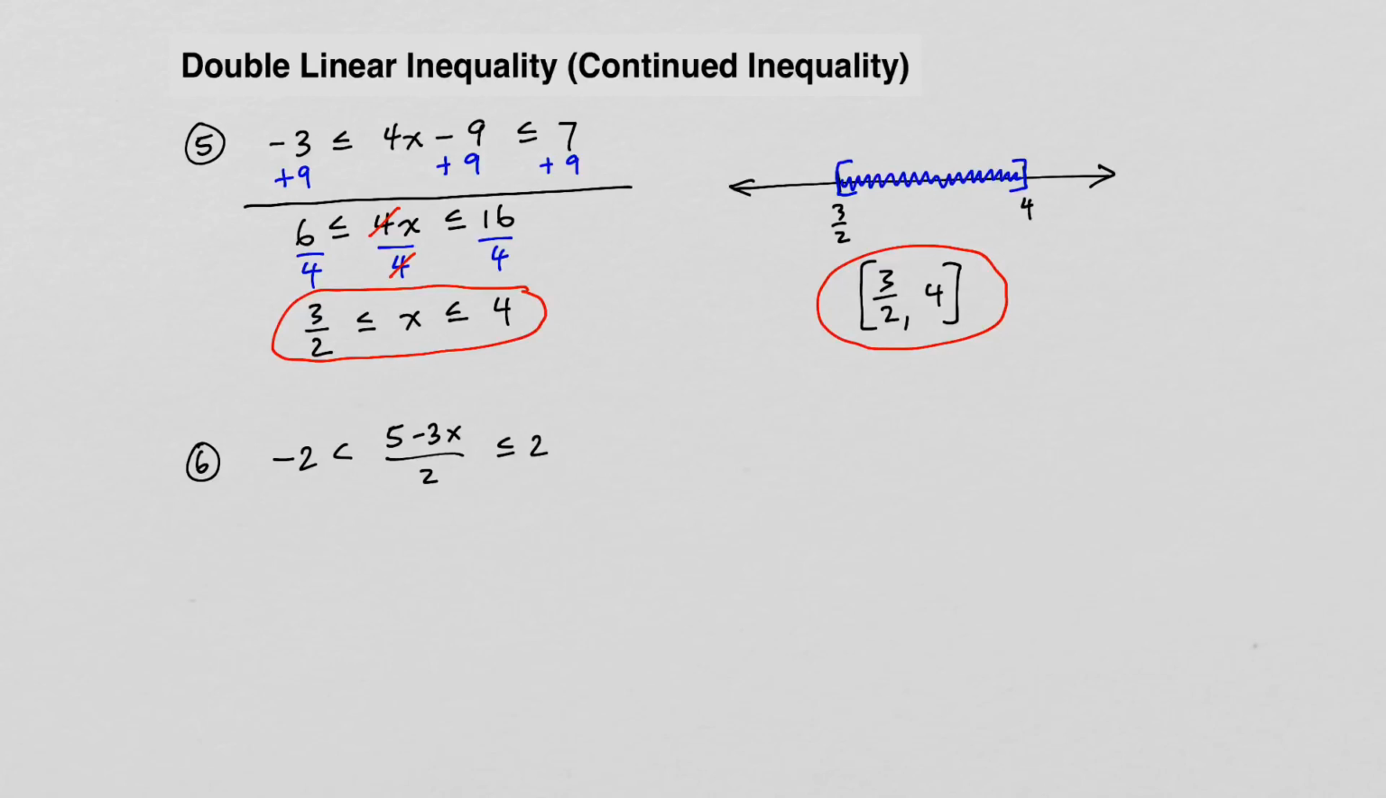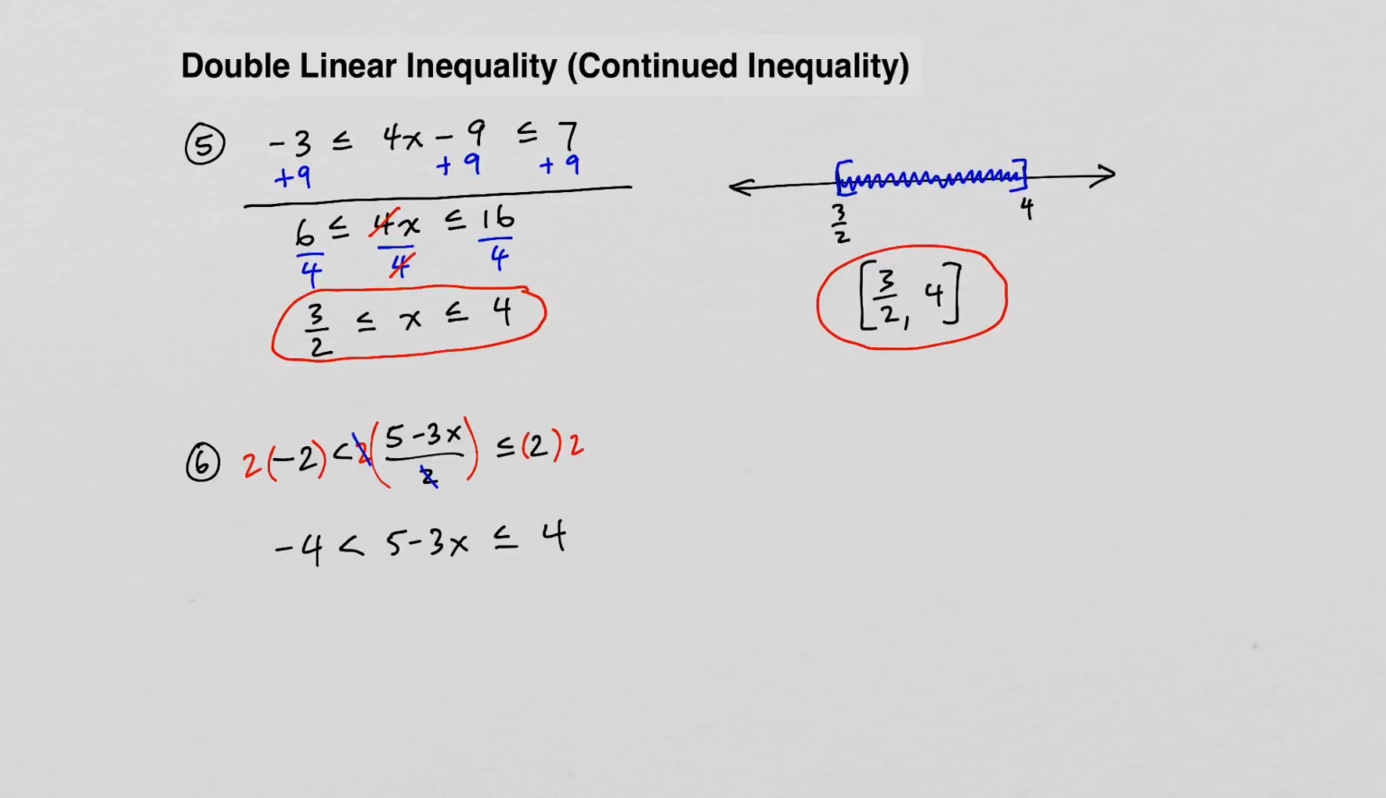So for our final example, it actually works very much the same as our last problem. We want to solve for x here in the middle. So to get x by itself, we're first going to get rid of this 2 here. And we're going to do that by multiplying all three parts by 2. And so 2 times negative 2, that's negative 4. Here, the 2's cancel. And so we end up with 5 minus 3x. And 2 times 2 here is positive 4.